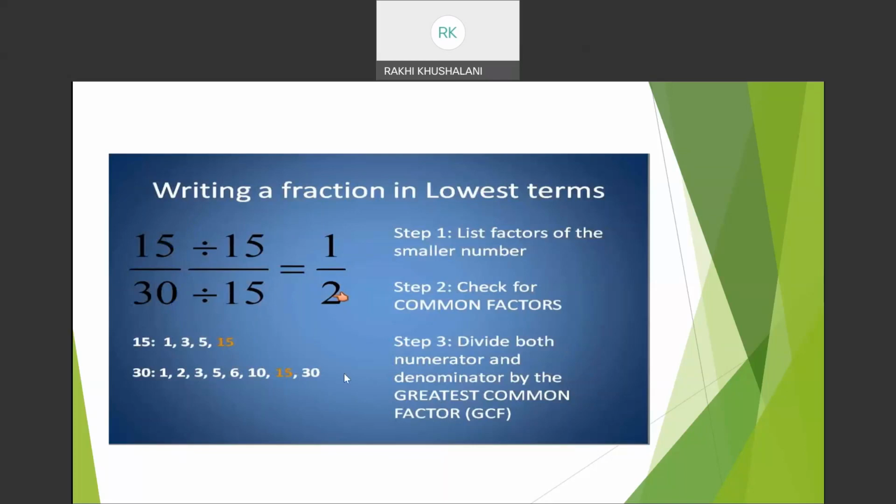Now, children, you have to remember one thing. You can do it in a process. You can first divide it by 3, then divide it by 5, and then find out the lowest common term. But that process is longer, and somewhere you may lose the factors. So it's always better to find out the highest common factor or greatest common factor, that is also called GCF, or highest common factor, that is HCF.